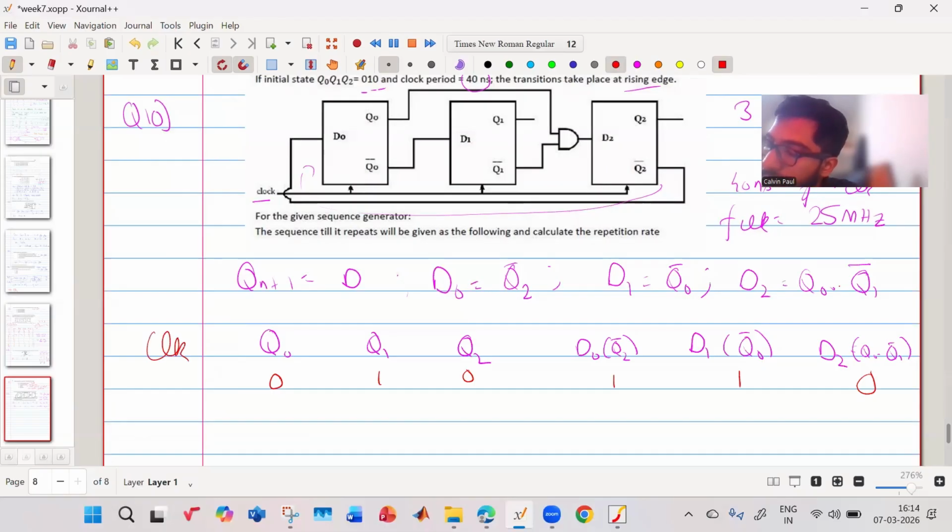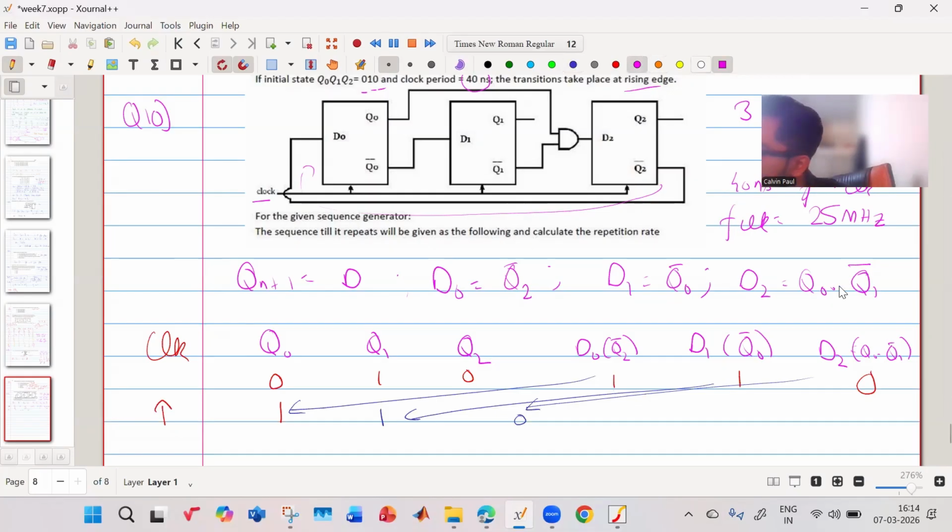Now your clock comes. When the clock comes, Q0 will take D0, so it will be 1. Q1 will take D1, so it will become 1. Q2 will take D2, so it will become 0. So it is 1, 1, 0. Once this has changed to 1, 1, 0, D0 will become Q2 bar, that is 1. D1 will become Q0 bar, that is 0. And D2 will become Q0 and Q1 bar, so that is again 0. So it is 1, 0, 0.